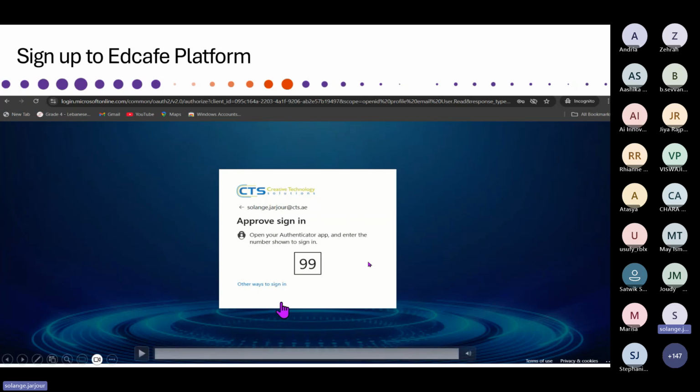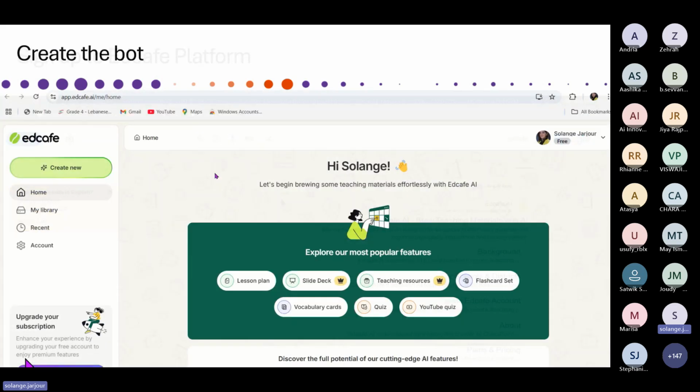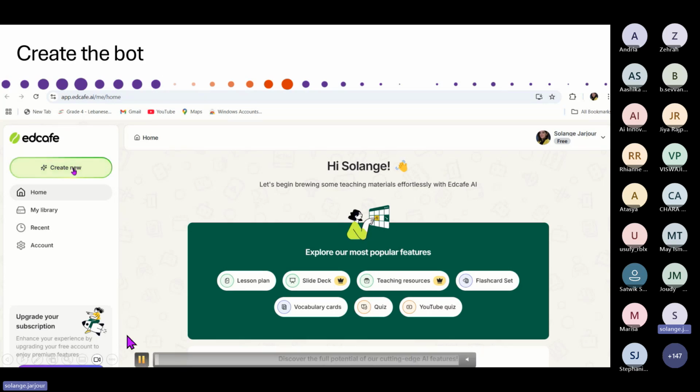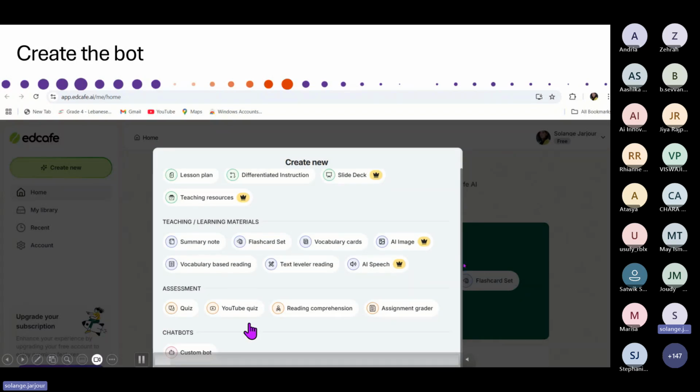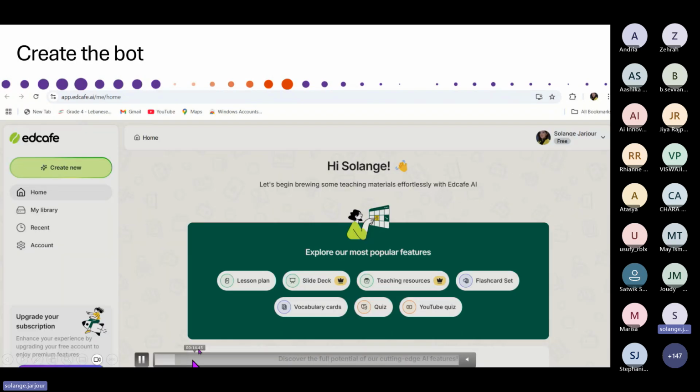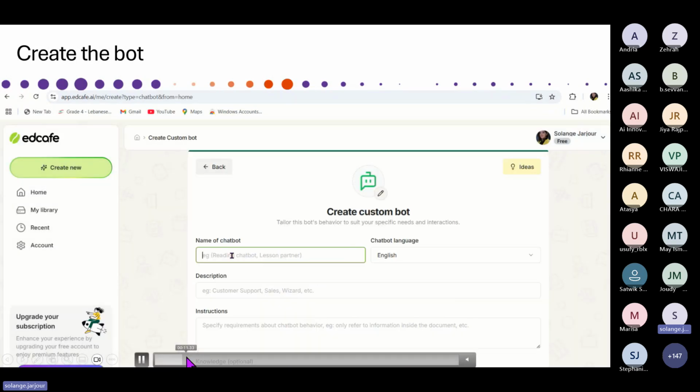You will receive a confirmation through the authenticator, and from there you will be able to sign up. So in this way, it took my image, it took my name, and now I am in the environment at Cafe AI. So let's continue. I will click on create new, and from here, you see I can create a lot of things on this website, but what I need to create is a custom bot.